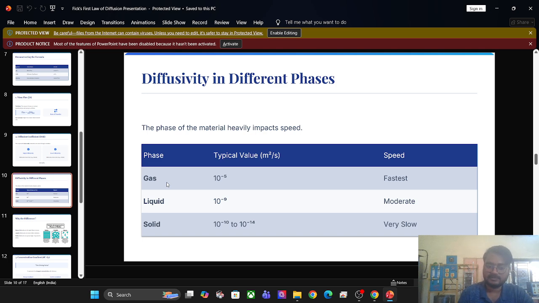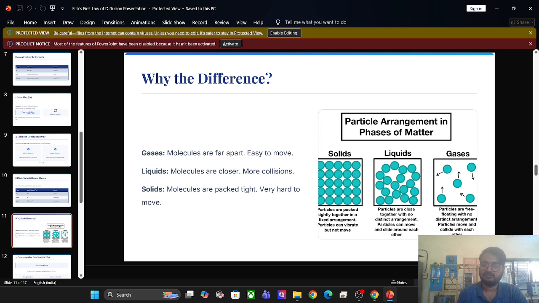Now diffusivity in different phases. For gas, it is about 10 to the power of minus 5, which is faster. For liquid, it is moderate, about 10 to the power of minus 9. For solid, it is 10 to the power of minus 10 to 10 to the power of minus 14. Next, what is the difference between the phases? In gases, molecules are far apart, so movement is easy. In liquids, molecules are closer, with more collisions. In solids, molecules are packed very tight, so they barely move.